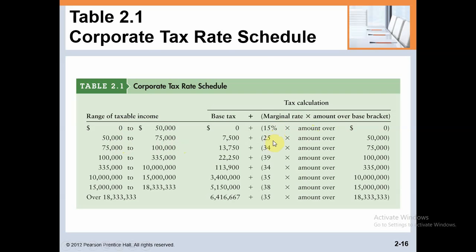Marginal tax rate will be 25%. If the company income lies between 75,000 and 100,000, the company will need to pay 34%. So as you can see here, as their income is increasing, the marginal tax rate is also increasing. This is a very good policy, and most of the countries follow marginal taxation.